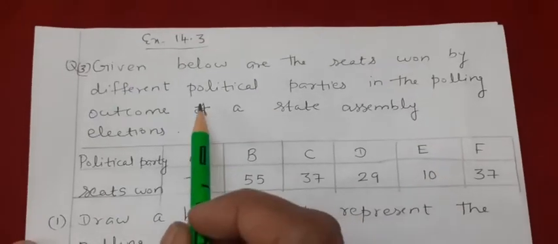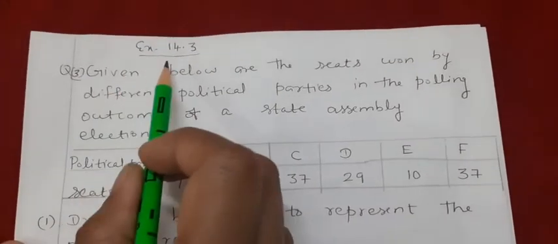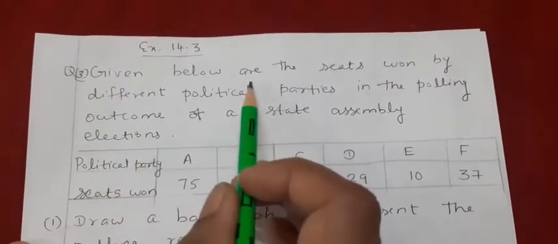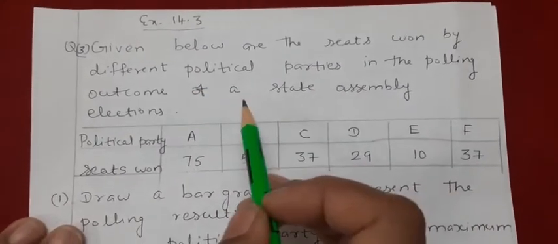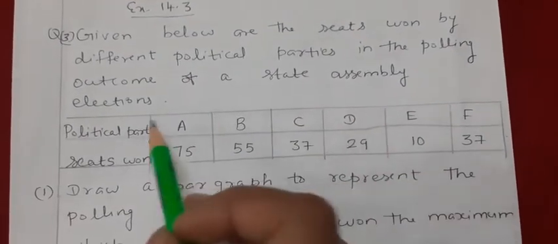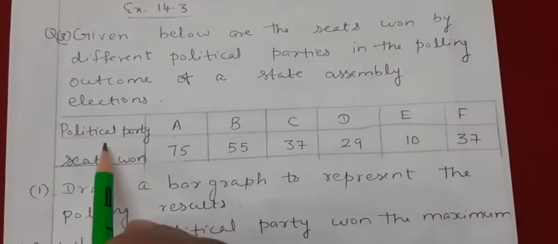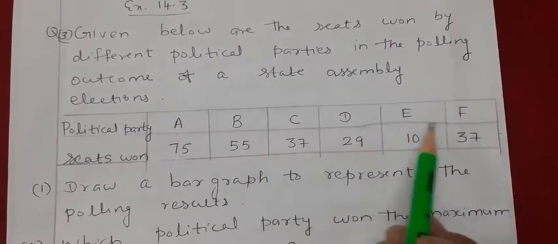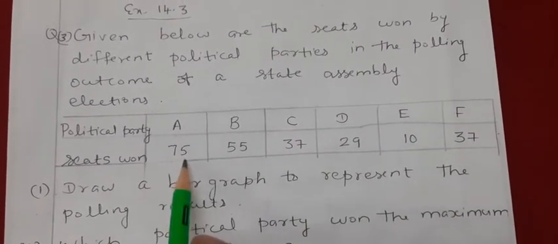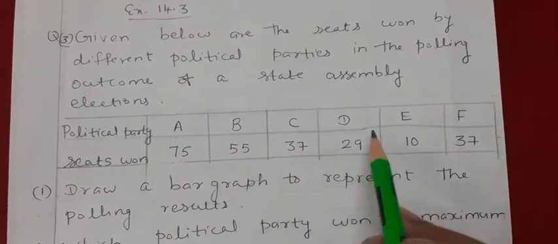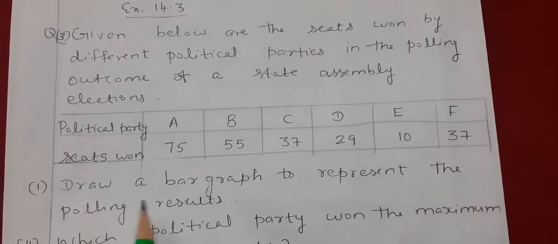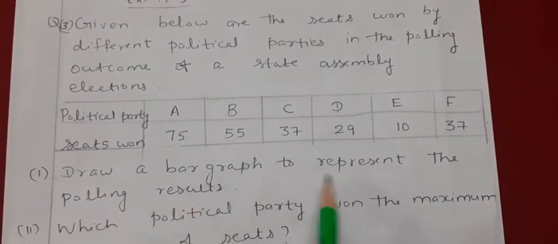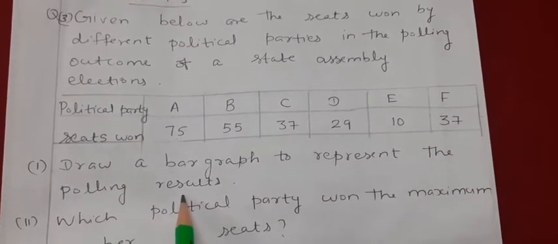Now let's discuss one question. This is the third question of exercise 14.3. Given below are the seats won by different political parties in the polling outcomes of a state assembly elections. Table is given here. Political party A, B, C, D, E and F. Seats won: A 75, B 55, C 37, D 29, E 10, F 37. Draw a bar graph to represent the polling results.